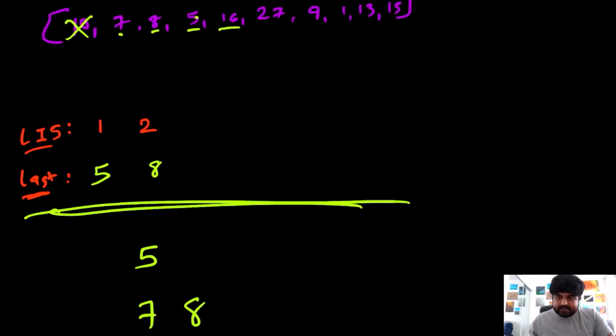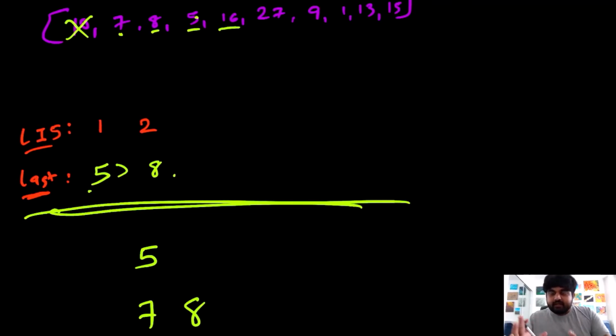Again let's consider 16. So now for this 16, if we consider the last 2 elements, 16 is definitely greater than 5, but there is no point in appending 16 to 5. It is in our best interest to append 16 behind this 8.